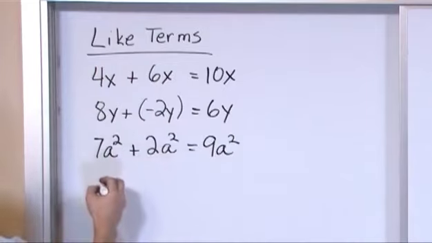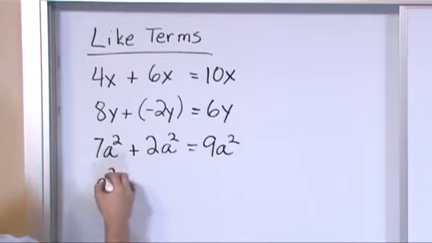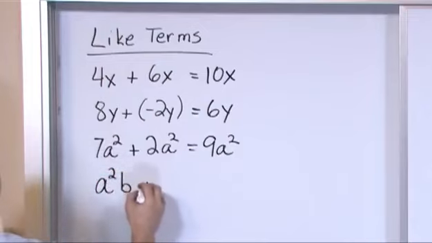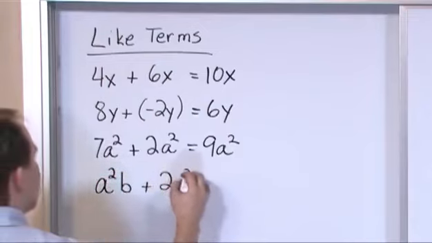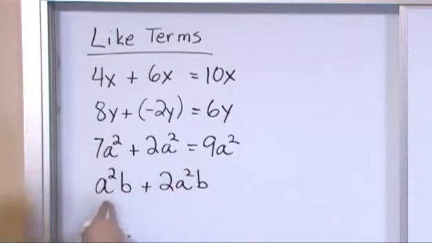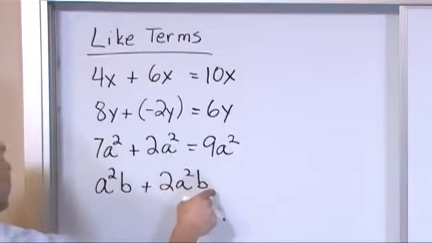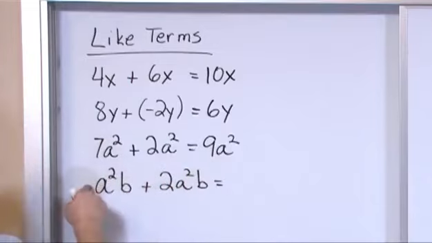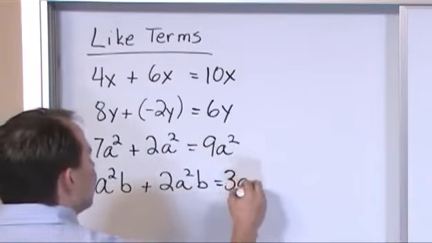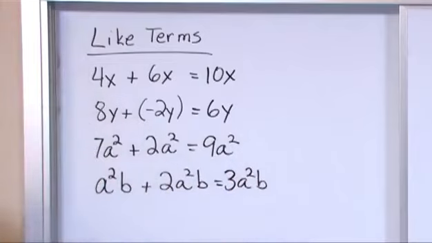It gets even more complicated if you wanted to have a squared b plus 2 times a squared b. These are also like terms because I have a squared b and I have a squared b. So I can add 2 plus the 1, giving me 3 times a squared b.